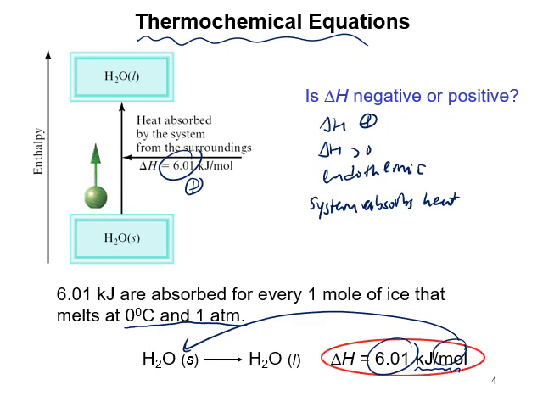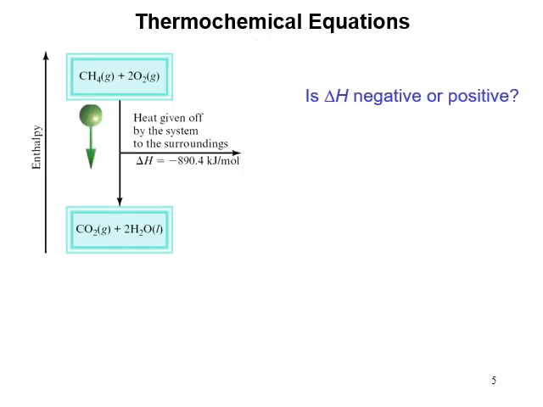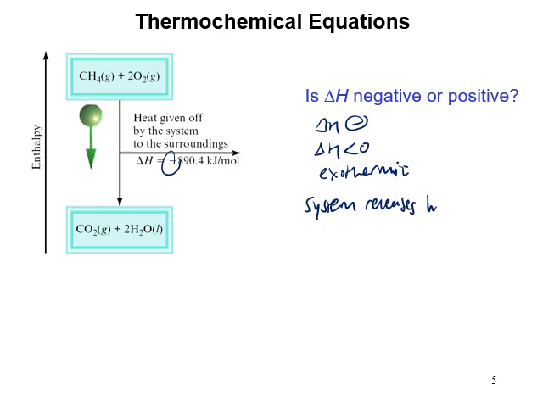Okay, we have another graph here. This one shows you that the sign is negative, so delta H is negative. Delta H is less than 0. This indicates an exothermic reaction. Exothermic reaction means that the system releases heat to the surrounding.